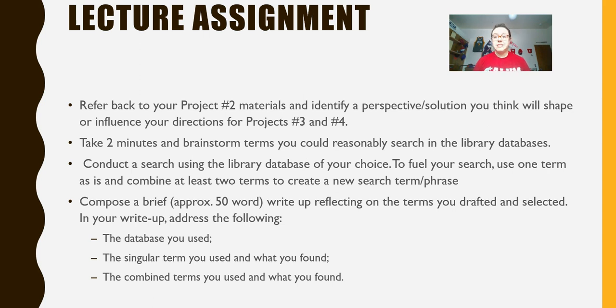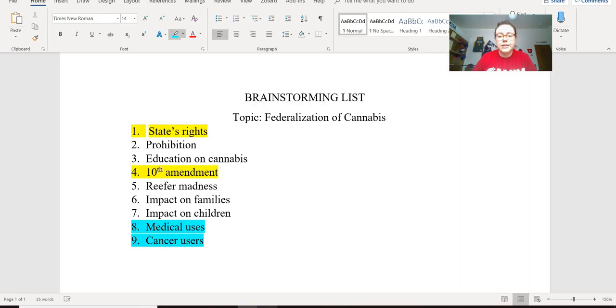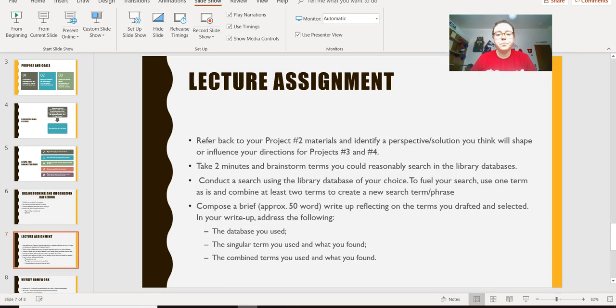What database you decide to search is entirely up to you. You also want to conduct a search using the library databases of your choice. So remember, this is where we're going to start to engage with more scholarly sources. Now, to fuel your search, use one term as is. So if we were to go back here to this list, maybe I want to talk about the medical uses of cannabis. So that would be my one term on its own.